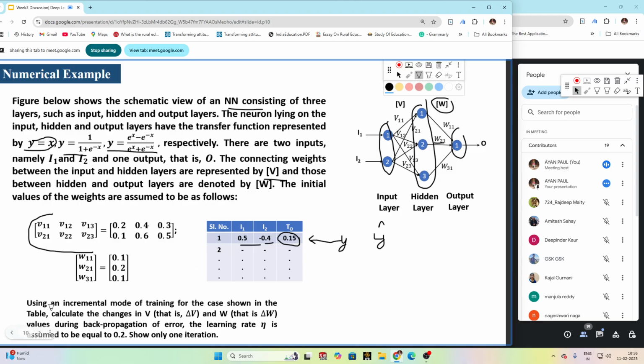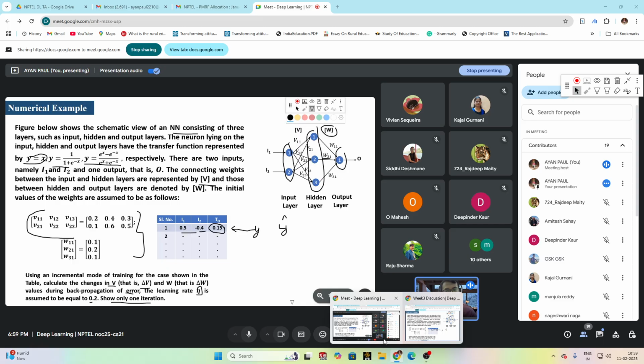Okay, so this is the thing, and another thing: using an incremental mode of training for the case shown in the table, calculate the changes in v, that is del v, and del w value during the back propagation of error. The learning rate eta is given, that is 0.2. So show only for one iteration. After one iteration we have to show the changes in value for this weight v vector and this weight w vector. So is the question clear to all of you?